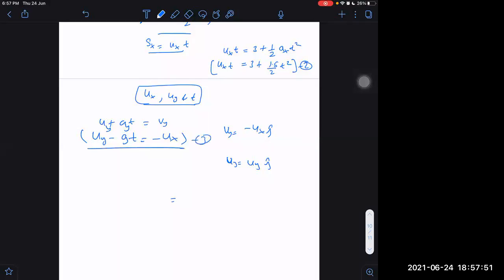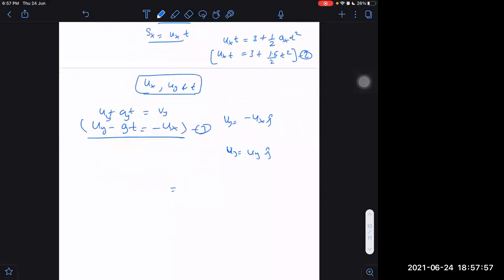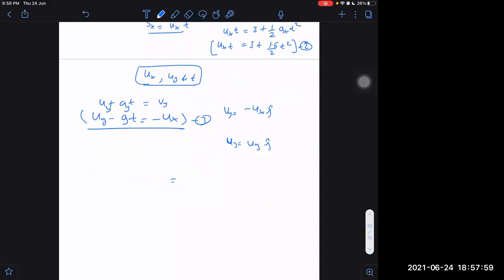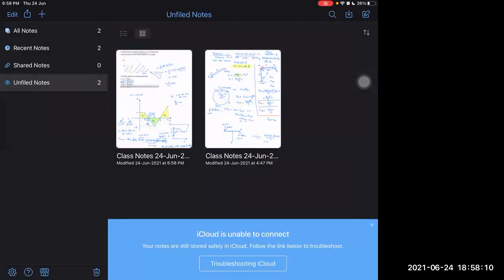Three equations, three unknowns. We will be getting the answer now. Same equation only, our equation of motion, but separately along the x-axis and separately along the y-axis. Don't worry if you don't understand, because we still have to do many such questions.